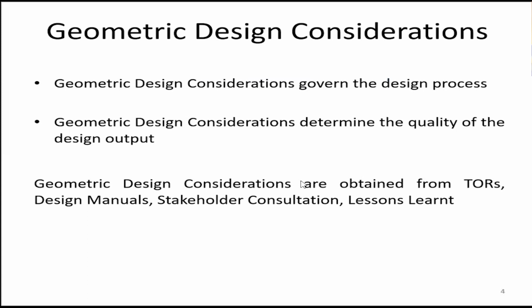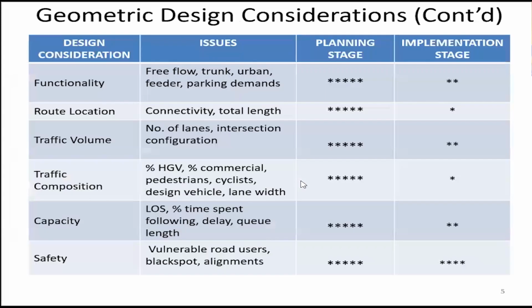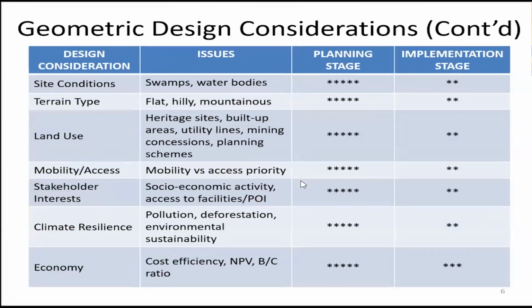Geometric design considerations, we said, are normally obtained from terms of reference, design manuals, stakeholder consultations, lessons learned, and of course, design reviews. We walked through a list of design considerations, and I'll run through them just as a list for now. We spoke about functionality, route location, traffic volume, traffic composition, capacity, safety, site conditions, terrain type, land use, mobility and access, stakeholder interests, climate resilience, and economy.